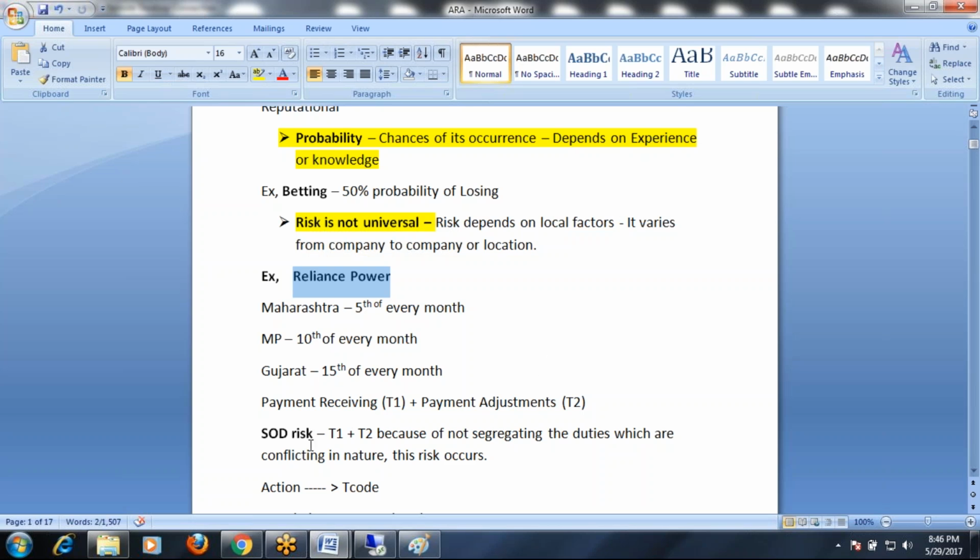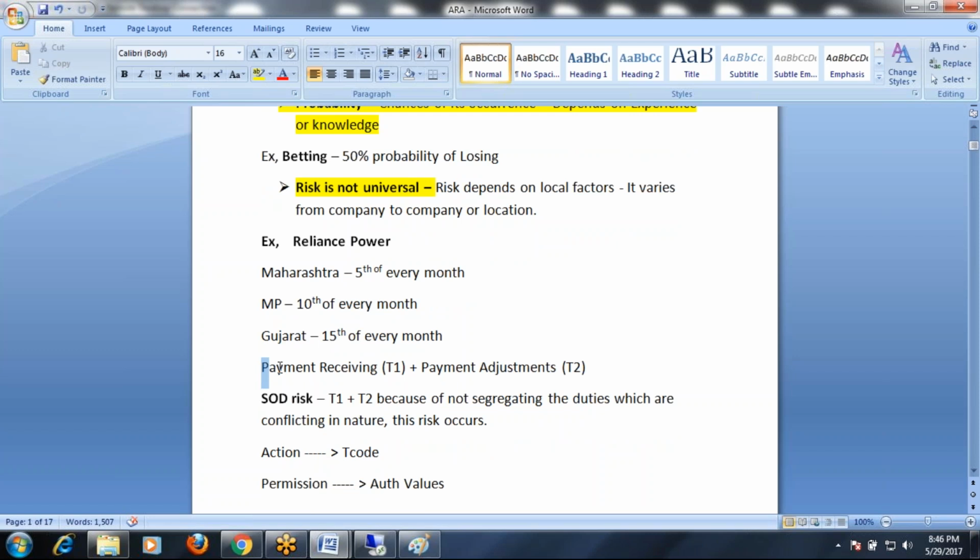So this is an example of a segregation of duties (SoD) risk. Payment receiving and payment adjustment should not be given to the same user, because if they are, such a fraud can be done by this user. That is what, as a GRC consultant, was proposed to Reliance Power. But after hearing all this, Reliance Power rejected it and did not accept this as a risk.